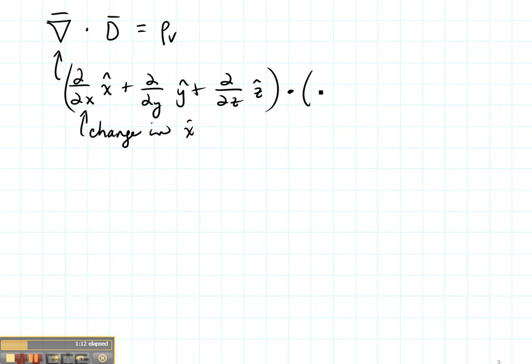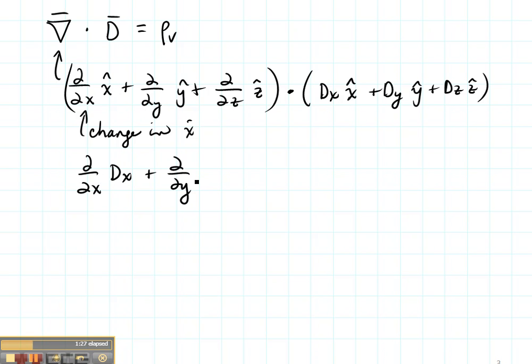When we dot that with the electric flux, which we can write as having three components, a Dx component, a Dy component, and a Dz component, what we get is a change in the x direction of Dx plus a change in the y direction of Dy plus a change in the z direction of Dz is equal to the volume charge density. Volume charge density is given in coulombs per meter cubed.